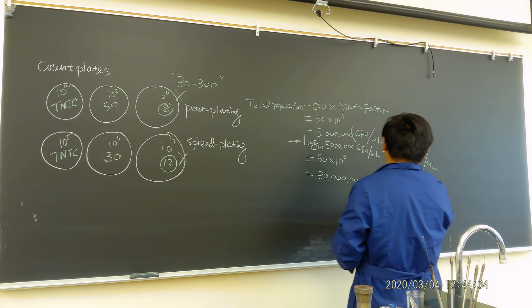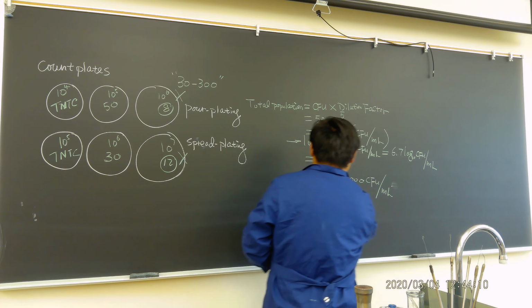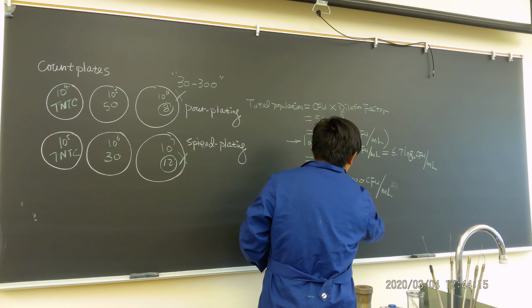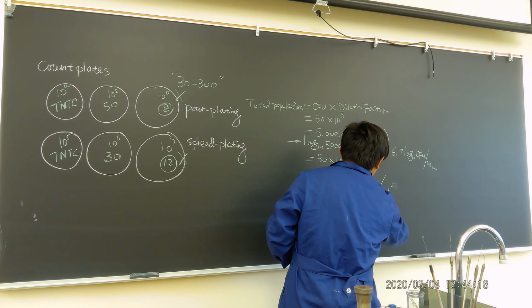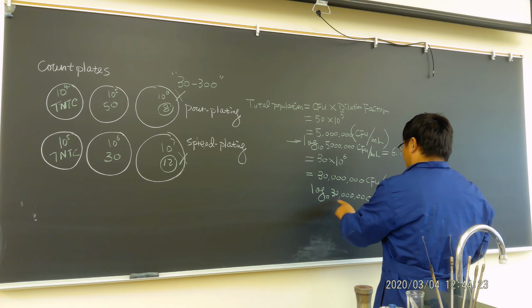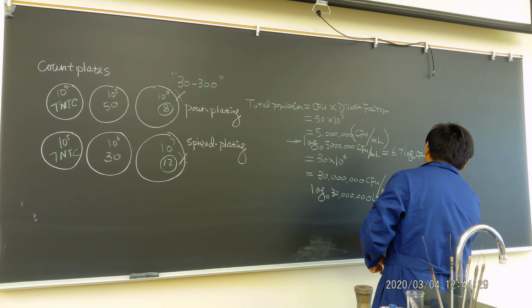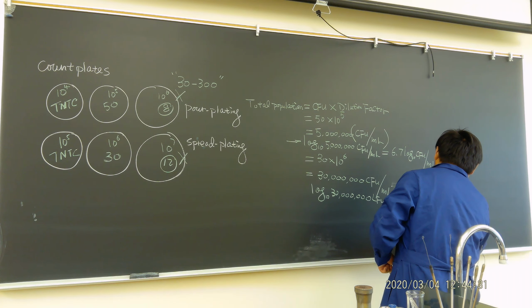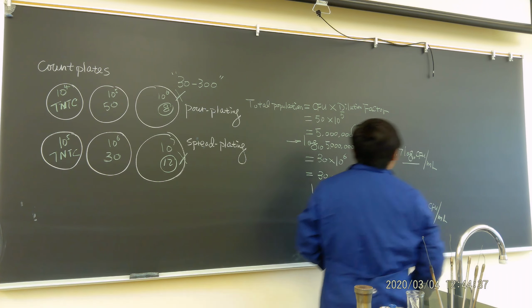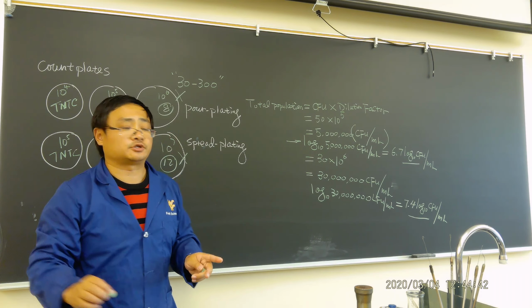And the bottom one, if we take the log, let's say log 10 of 30 million, this pretty much equals 7.4 log 10 CFU per ml. Okay, so we usually transfer them to log 10. Why do we want to do that? This is because of statistics, as we sometimes want to do comparisons.